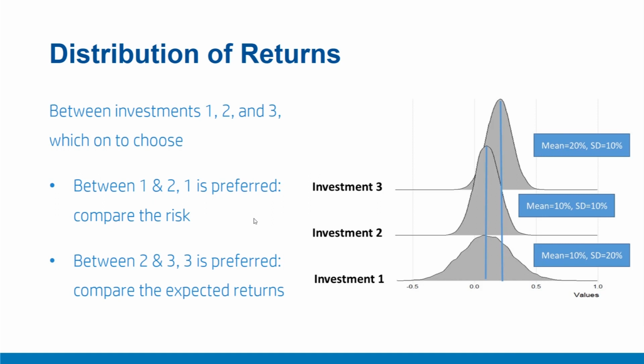Now let us compare investment 2 and 3. For both of these instruments or securities, standard deviation is the same at 10%. However, the mean of investment 2 is lower while the mean of investment 3 is higher at 20%. And therefore, as a rational investor, you would prefer investment 3 over investment 2. So while comparing 1, 2 and 3, we notice that an investor would prefer higher expected return or mean return for a given amount of risk or standard deviation, and for a given amount of expected return, they prefer lower risk or lower standard deviation.